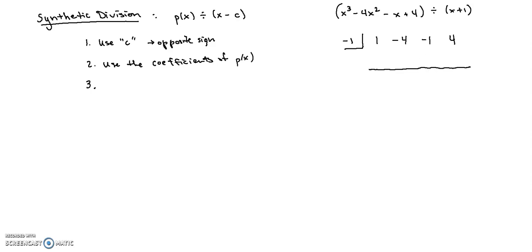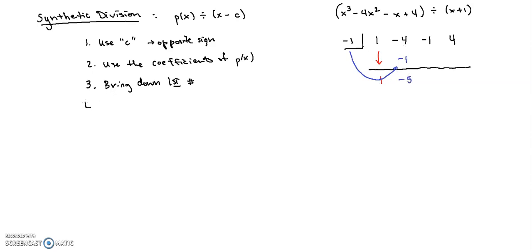The next step is to bring down the first number. So we're going to bring down that 1. And then each time, like we did for the long division, you're going to multiply. But this time we're going to multiply this way, and then we're going to add.